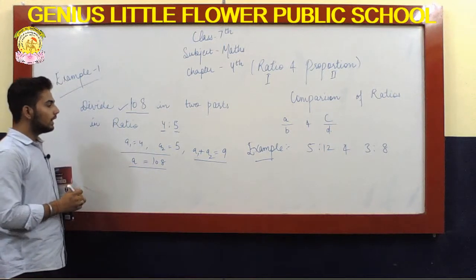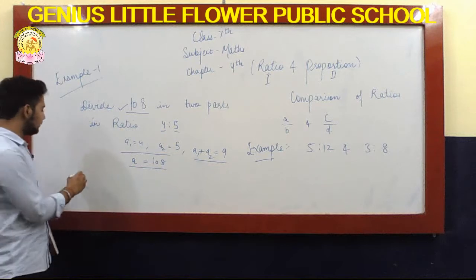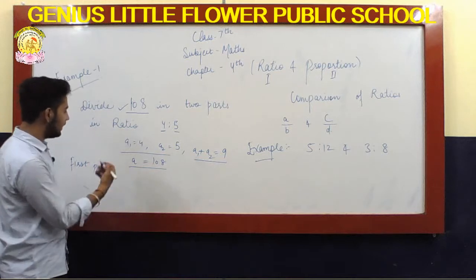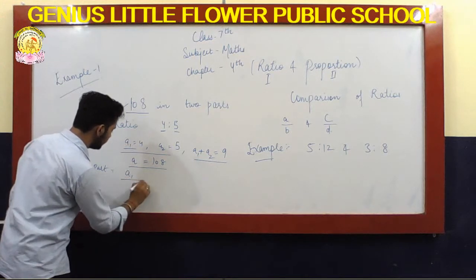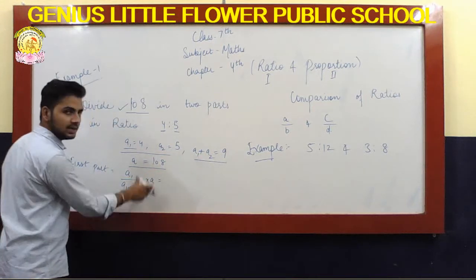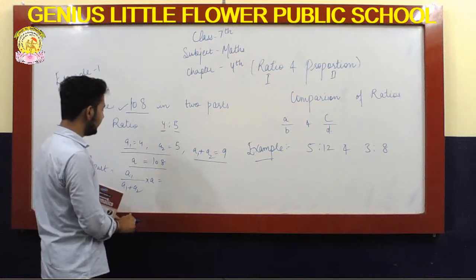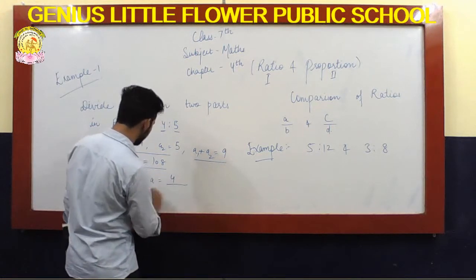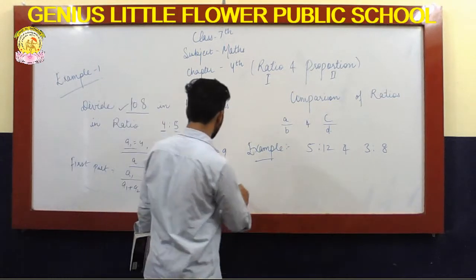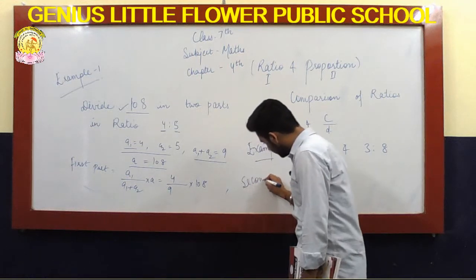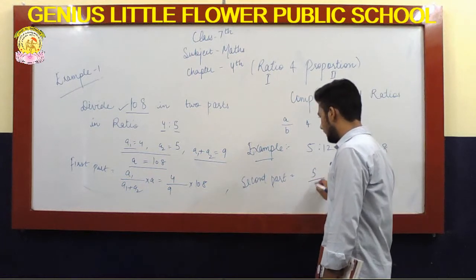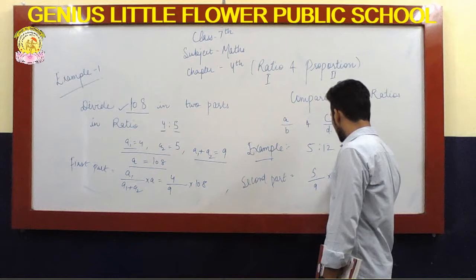Now we have to calculate these two parts. The first part will be, as we read out, A1 upon A1 plus A2 into A. Replacing the values, we get 4 by 9 into 108. And similarly for the second part we have 5 by 9 into 108.